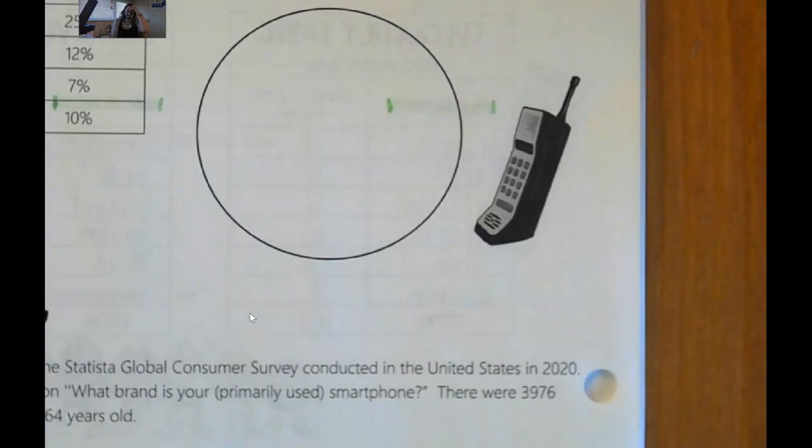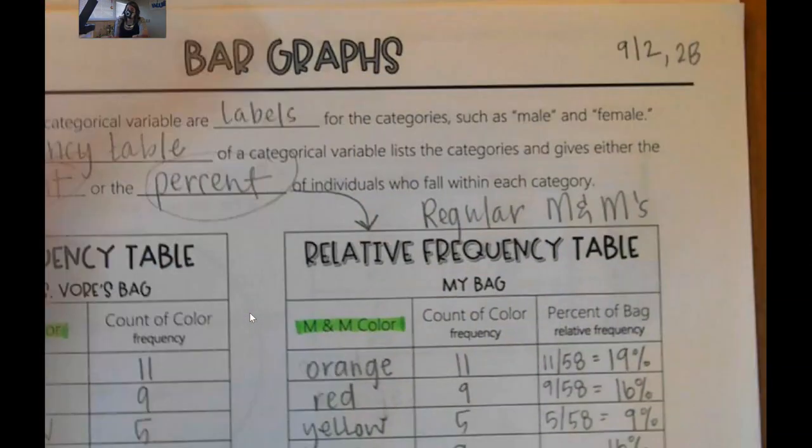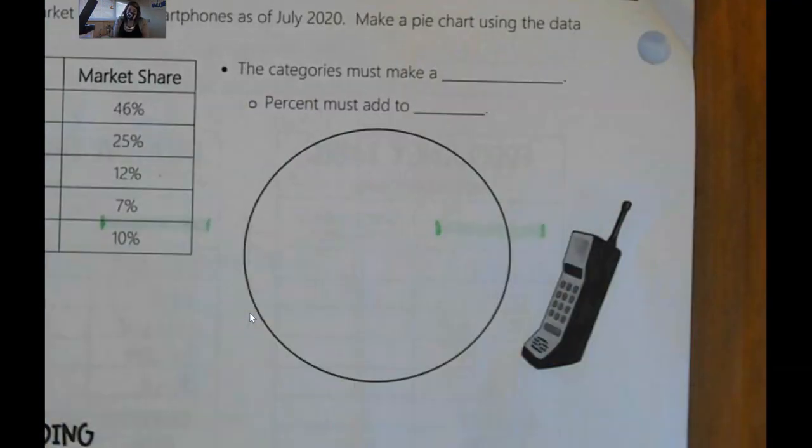So the other graph that you can do for a categorical variable. So today we're talking about graphs that you can do when you have categorical data. You can do a bar graph and you can do a pie chart. So the table below shows the market share of smartphones as of July 2020. Make a pie chart using the data.